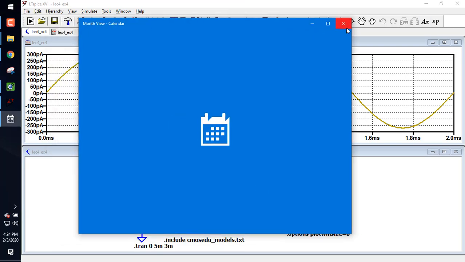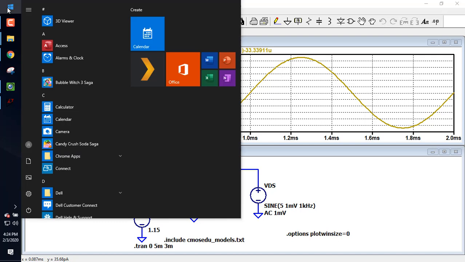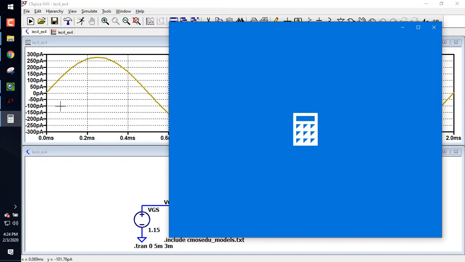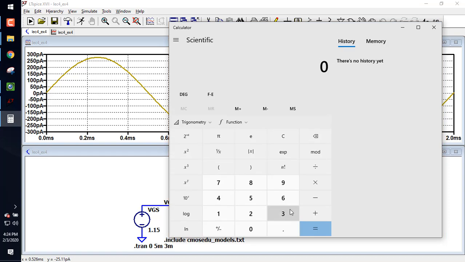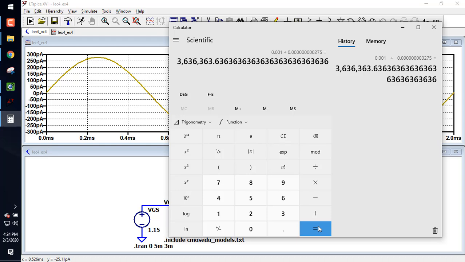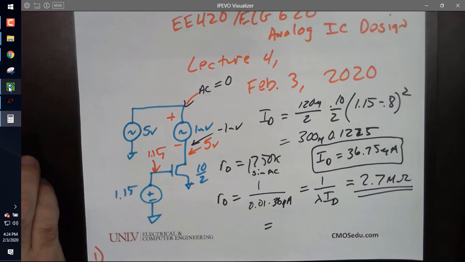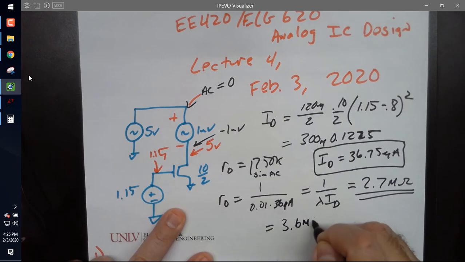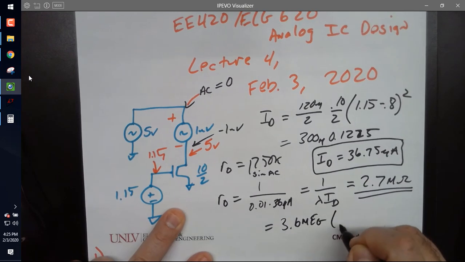I want the calculator. I should have just dragged over while I had it open. Let's do 0.001 divided by 275 E12, change sign, equals 3.6, and just say 3.6 meg. For transient.